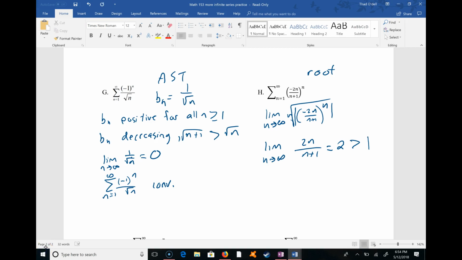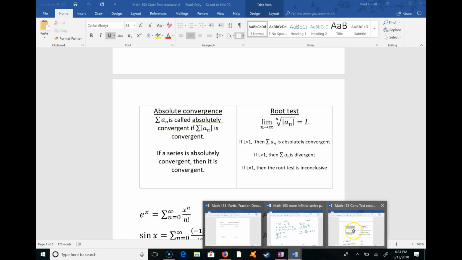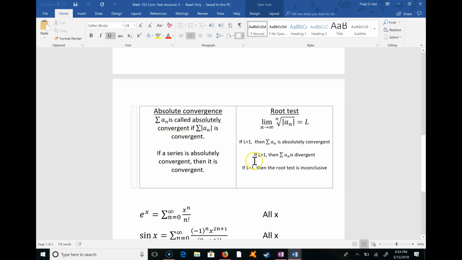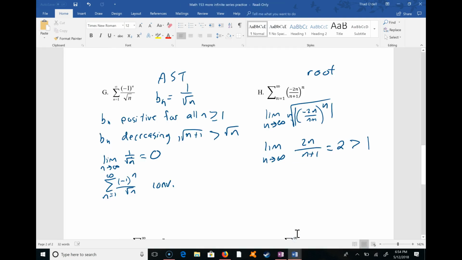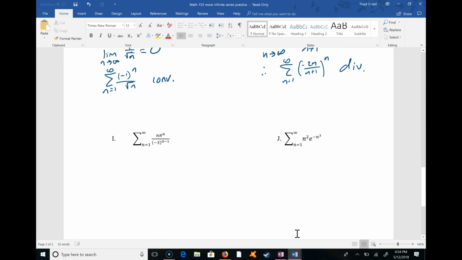Since the limit is greater than 1, let's check that real quick, make sure you see it. So notice that when it's greater than 1, then it says that it's divergent. The series is divergent. So we can go back here and we say, therefore, since we got a limit greater than 1, we know that this thing is divergent. It is going very well.